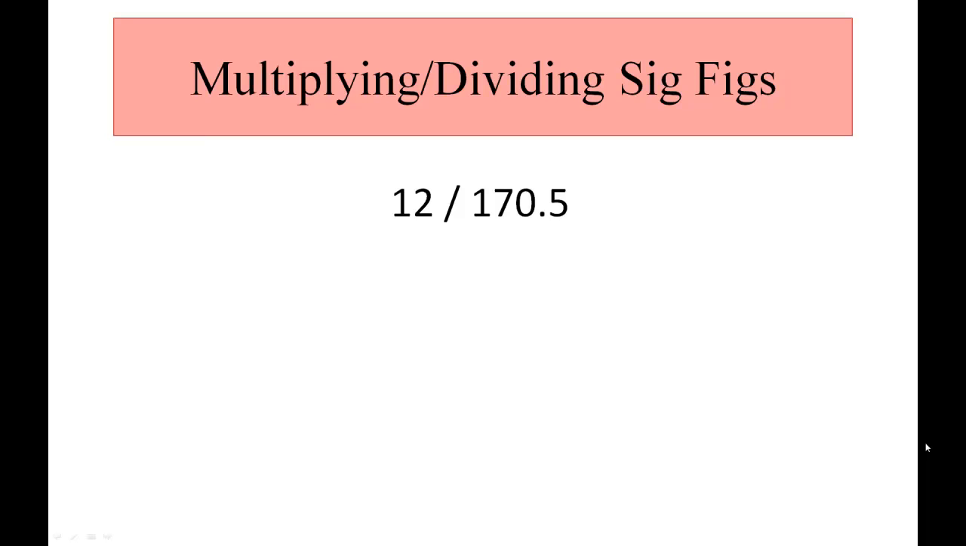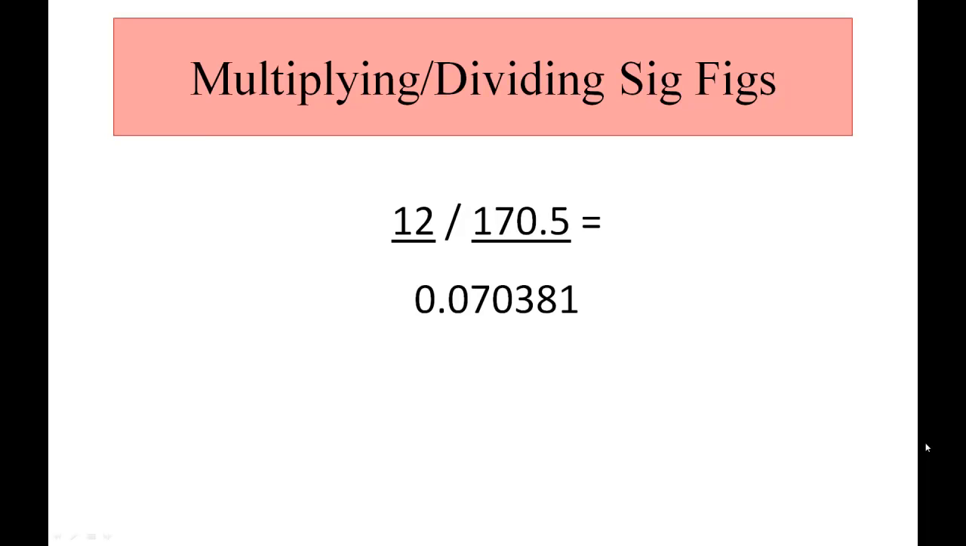We have 12 divided by 170.5. 12 has 2 sig figs. 170.5 has 4 sig figs. So when I put it in my calculator, I get 0.070381. But since 12 only has 2 sig figs, that's the only amount we can put in our answer. Well, the 2 sig figs that we have in there are only the 7 and the 0. Notice the first 2 zeros are not significant. So my answer would become 0.070.